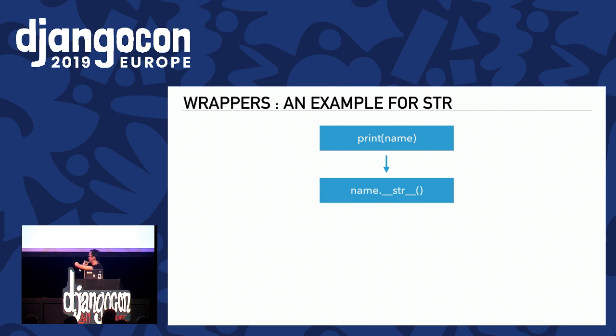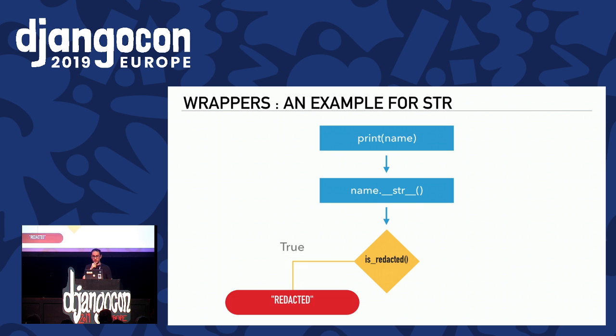the object will call the dunder str method. This method has been redefined to check the context. Am I supposed to show the original value or show an alternative value? If it's supposed to be redacted, then I return redacted. And of course, if not, I return Jean-Michel.